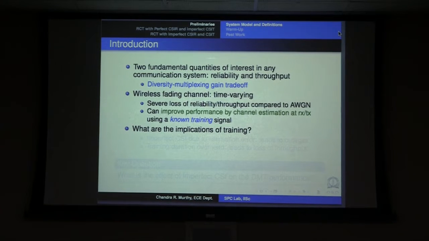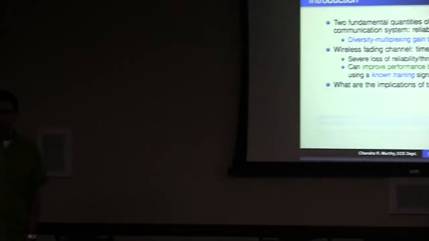And in order to improve the reliability, what you want to do is to learn the channel state at the transmitter or the receiver or both. Actually, typically you start out by learning the channel state at the receiver, and then you would like to learn it also at the transmitter, and when both have channel state information, that's when you can get the best performance possible out of a time varying wireless fading channel.